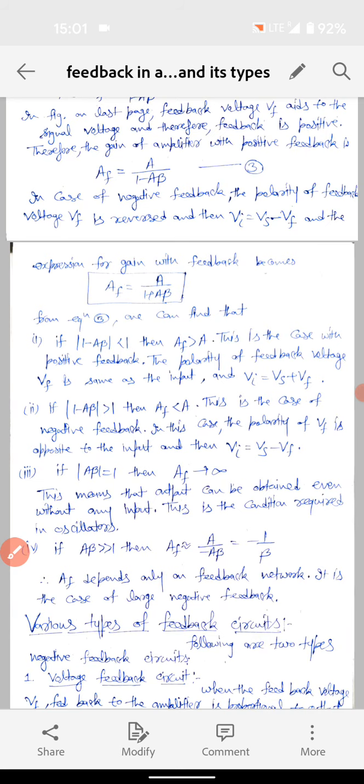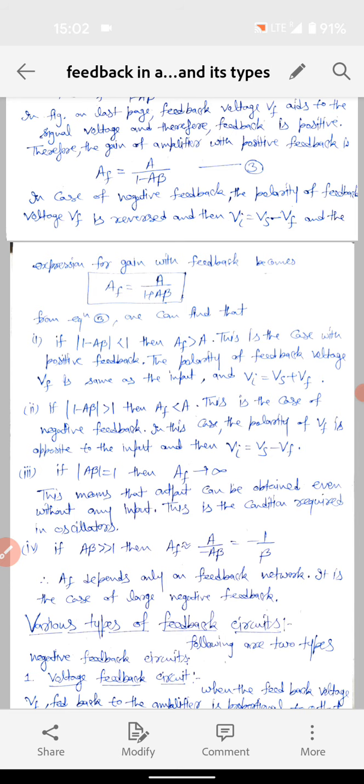Okay, so the polarity of the feedback voltage is the same as that of the input, and vi is equal to vs plus vf. And the second case: if 1 minus a beta is much greater than 1, in that case af will be less than a. The feedback gain will be less than the open loop voltage gain. So in that case, this is the case of negative feedback.